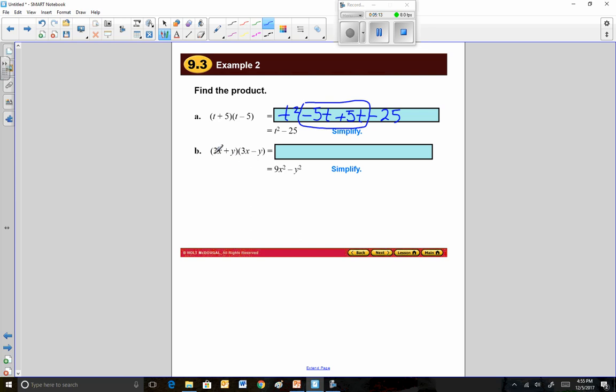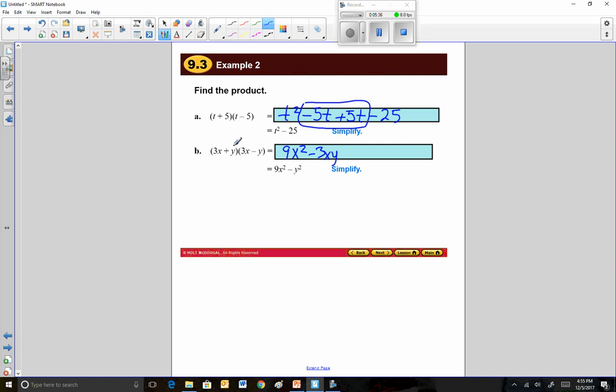Let's try the second one, 3x plus y, 3x minus y. Notice the terms are exactly the same. This one has plus, this one has minus, just like this did up here. We do the same math. We do 3x times 3x. We get 9x squared. And then we take 3x times the negative y. We get negative 3xy.